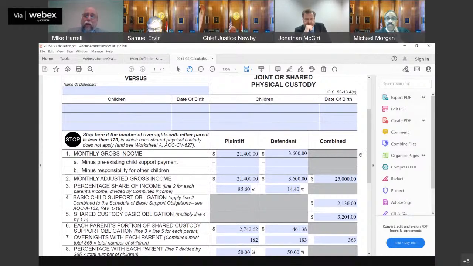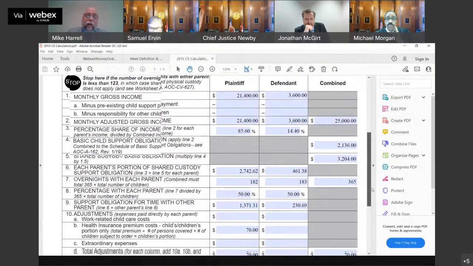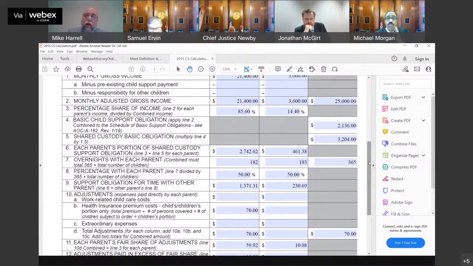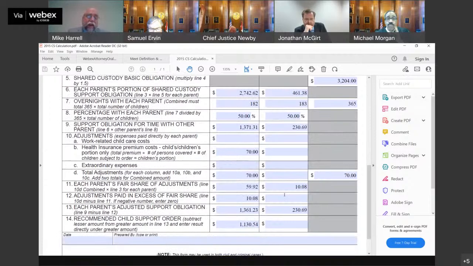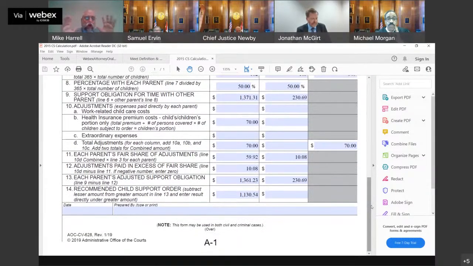And then I did a calculation. I'm not going to bore you with the calculation. It accounted for 50-50 custody, but you get down here at the bottom, and the amount of child support under the 2015 guidelines, assuming the parties had the maximum amount of income permitted under the guidelines, was $1,130.54 a month. Now, to go to what Justice Earls was talking about, that's not far from the number that Mr. McGirt says this guy would be paying now, even though their income is significantly less than this guideline calculation.